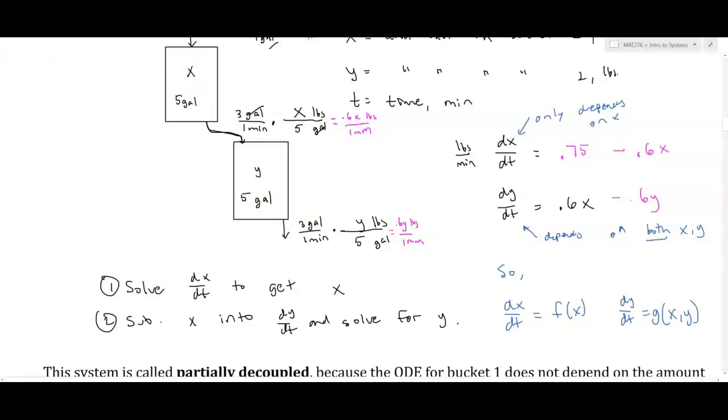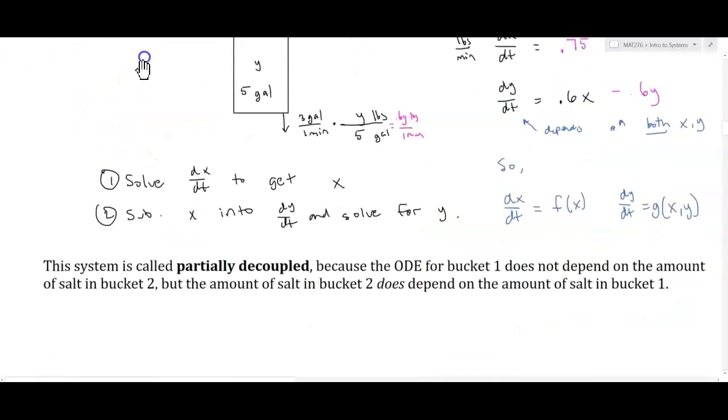We call this a partially decoupled system because the ODE for bucket 1 does not depend on the amount of salt in bucket 2, but the amount of salt in bucket 2 does depend on the amount of salt in bucket 1. If these were reversed, if dy/dt was only a function of y, but dx/dt was a function of both x and y, then we would call this still a partially decoupled system.